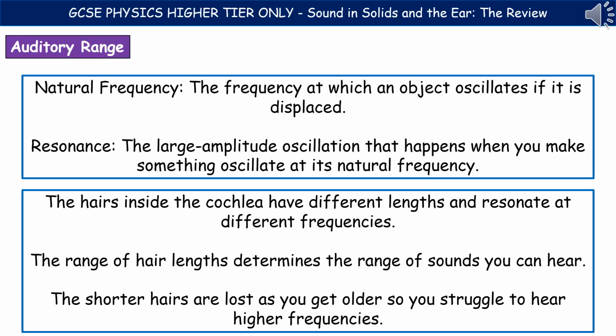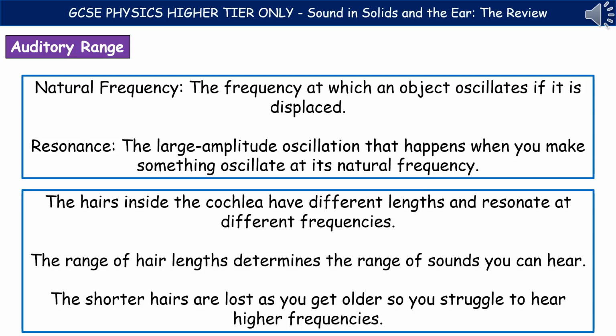Now, what you'll find is that the range of hair length that you have within your cochlea is going to determine the range of sounds that you can hear. Because if you don't have hairs of certain lengths, then they're not going to be resonating at certain frequencies, which means you won't be able to hear those sounds.